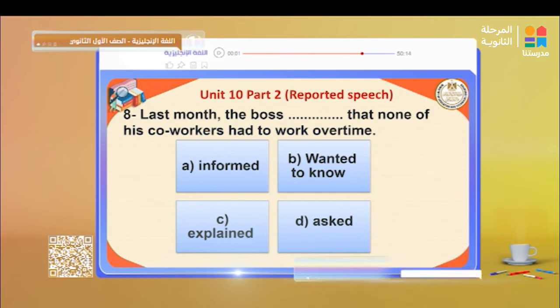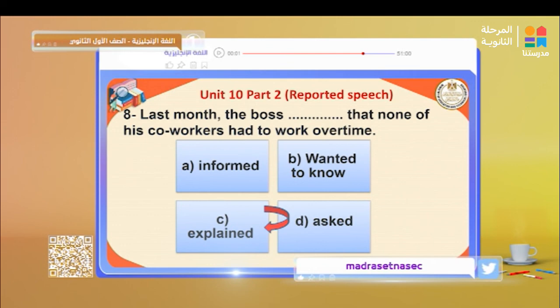The last sentence, last month, the boss that none of his co-workers had to work overtime. So here the boss told us this information. So we say he explained, because if we say he told, I must say he told us. If I say he informed, we must say he informed us. But we can say he explained that. Explain doesn't take an object pronoun.